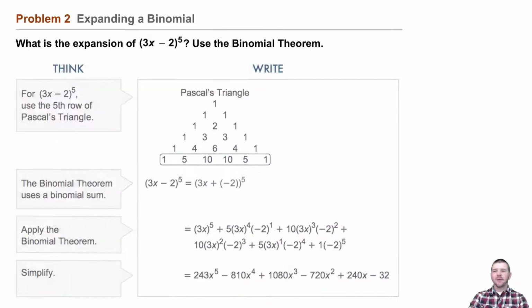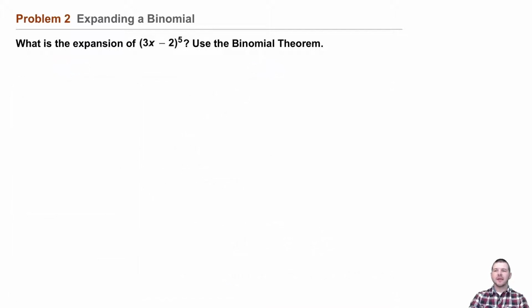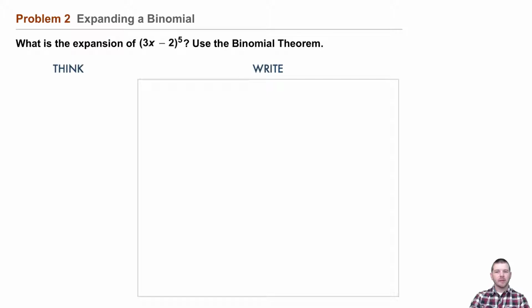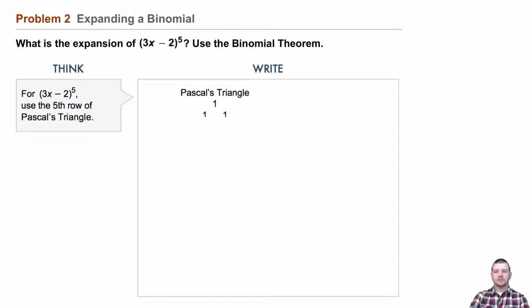Problem 2. Expanding a binomial. What is the expansion of 3x minus 2 to the 5th power? Use the binomial theorem. Consider what you may think on the left and what you may write on the right as you work through this problem. First think, for the binomial 3x minus 2 raised to the 5th power, use the 5th row of Pascal's triangle. And then write or consider the 5th row of Pascal's triangle. 1, 5, 10, 10, 5, 1.